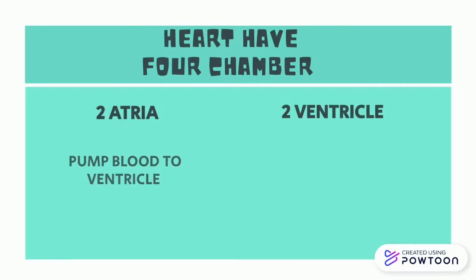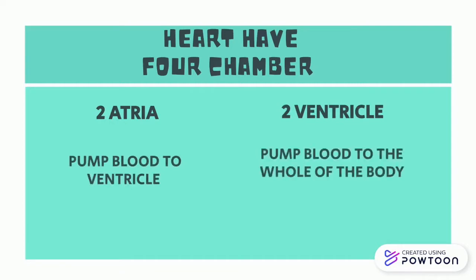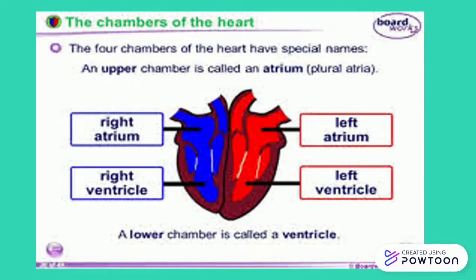The function of the atria is to pump blood to the ventricle, while the ventricle pumps blood to the lung and the rest of the body. This is the forechamber of the heart. The upper chamber is called an atrium, and the lower chamber is called a ventricle.